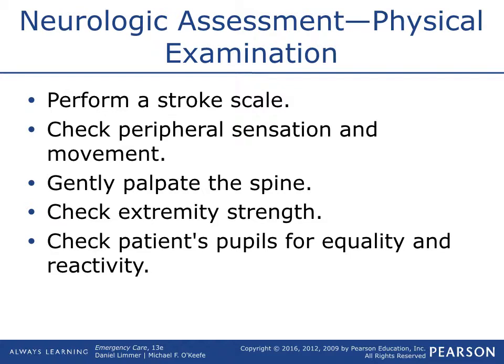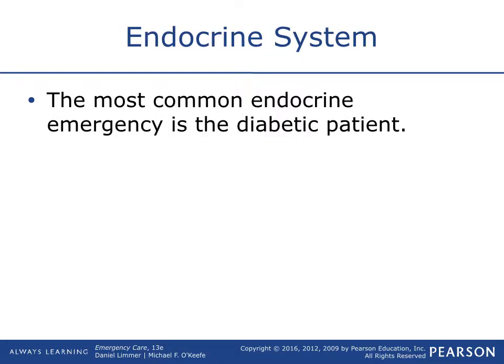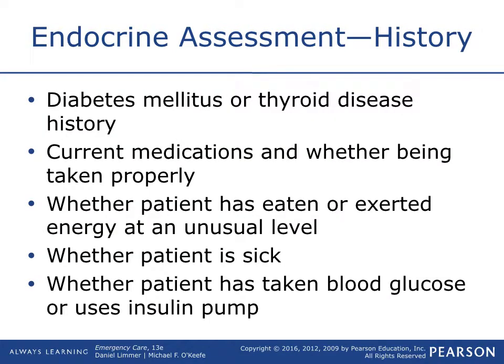Now, the endocrine system is a whole different beast. The most common endocrine emergency is the diabetic patient. So, obtain a history of endocrine conditions, diabetes mellitus or thyroid disease, very common around here. My wife and my daughter both have thyroid issues. You're not going to learn a lot about this as an EMT, but I've seen so many different diseases fall into the endocrine system. And they're always learning something new about the endocrine system. There's always new things coming out.